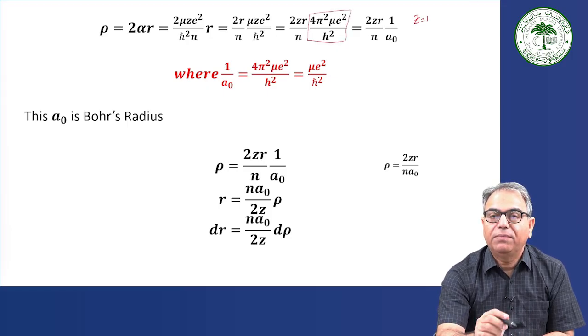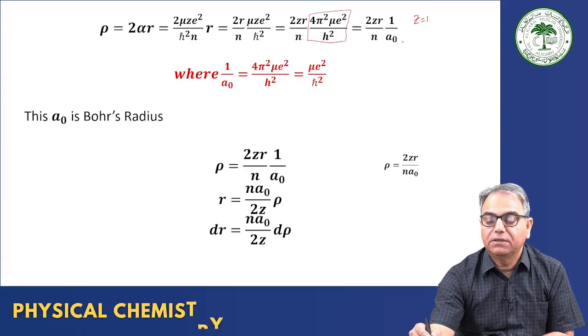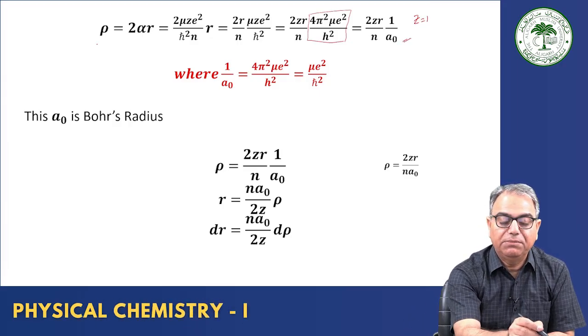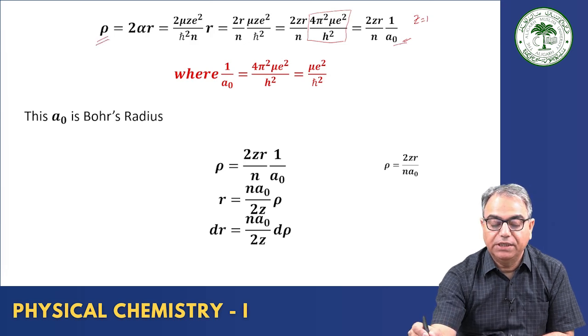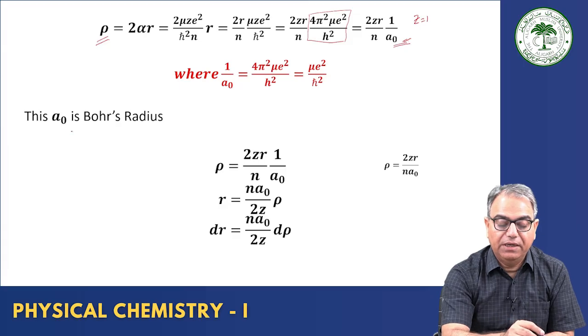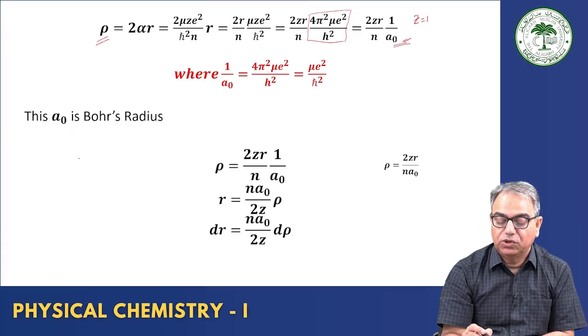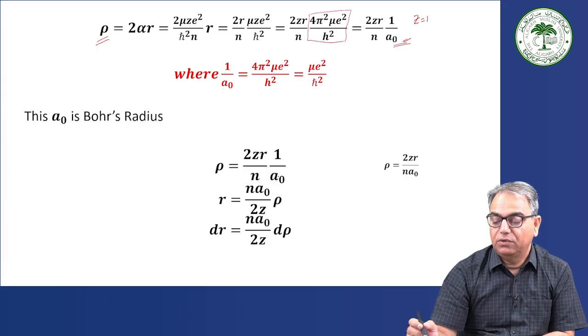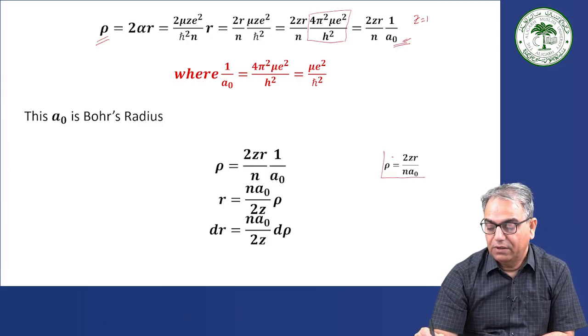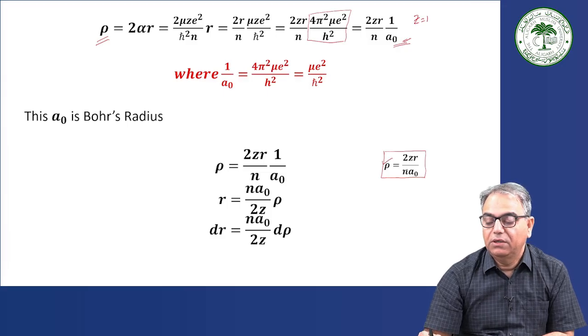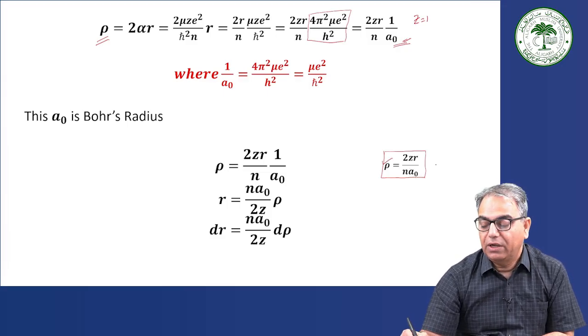This is 1 by a naught, that is Bohr's radius. So, we have got a relation between rho and Bohr's radius. If A0 is Bohr's radius, then rho becomes equal to 2Zr divided by na0. This is important now. This rho variable is actually 2Zr divided by na0, and Z will become equal to 1 for hydrogen atom.